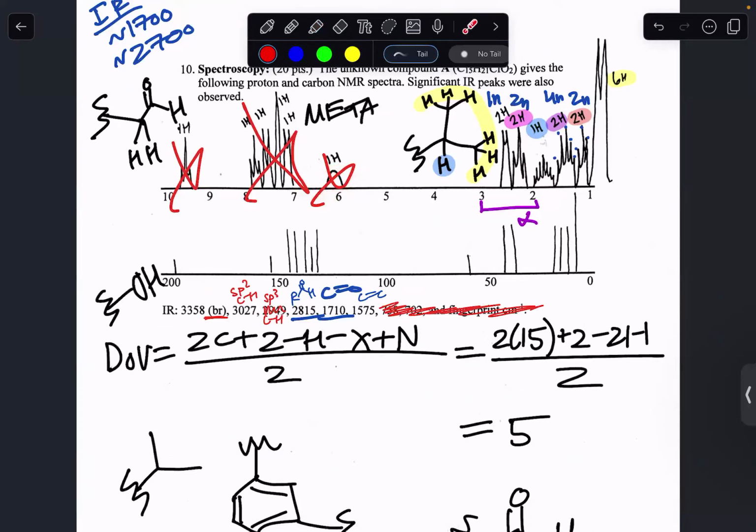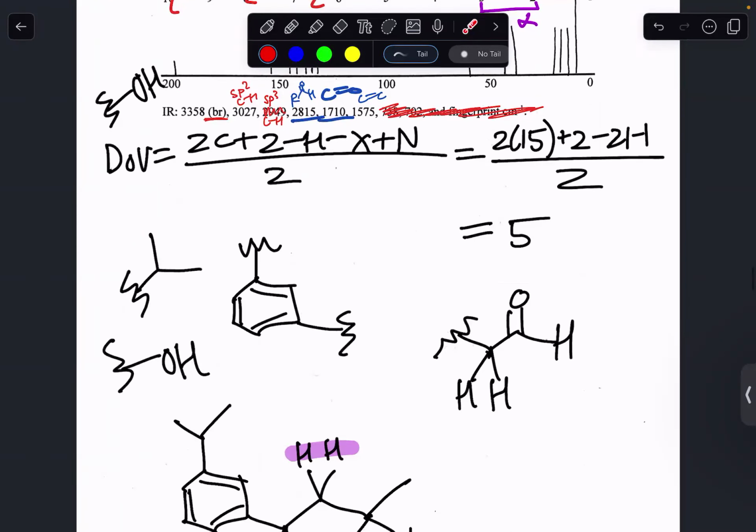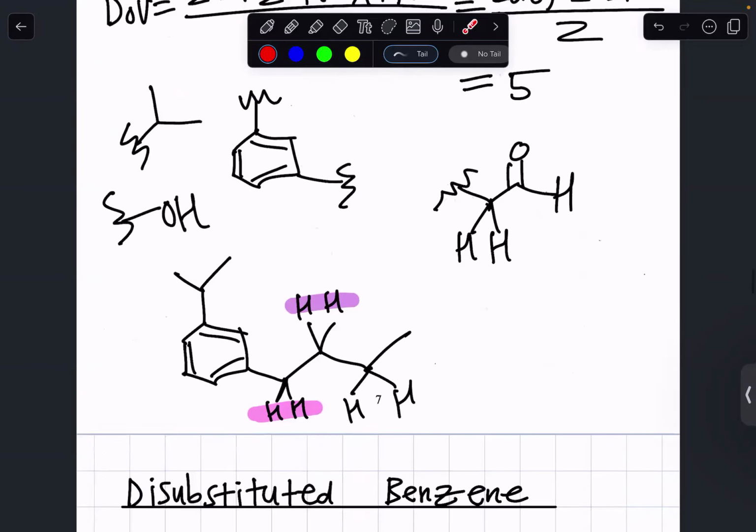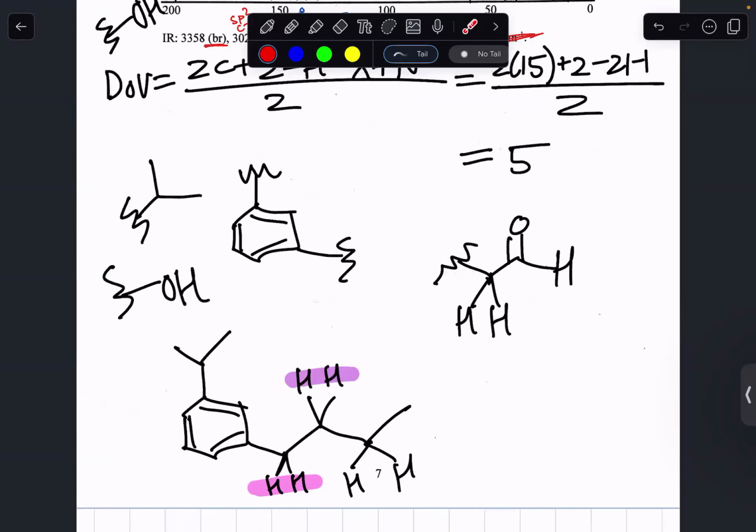It probably would have to be on the benzene because we already have an N piece with an aldehyde. Oh, what would have to be on the benzene? Like what group would probably be on the benzene? What group do you think would be on the benzene? Second, isopropyl, the alcohol.